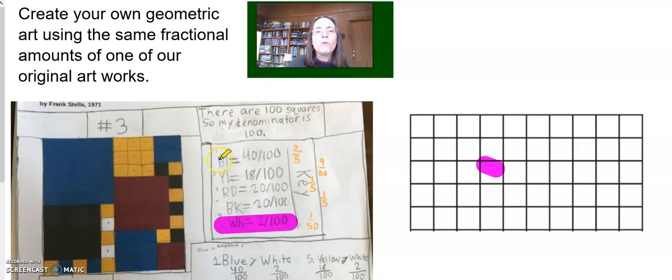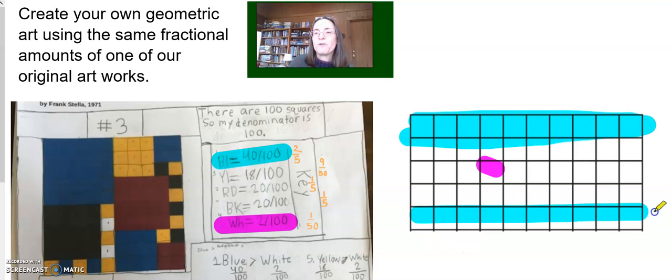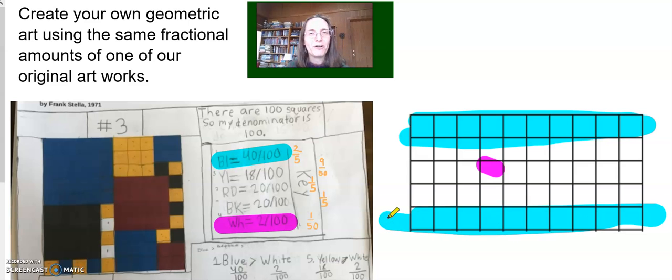Maybe for blue, I'm going to have 2/5 of them, which would be like 20/50ths. So maybe I want to do like a stripe here. There's 10 of them because it's 10 across. And here's another one. And you know what? You can make your own art. You don't need me to show you because you got it.